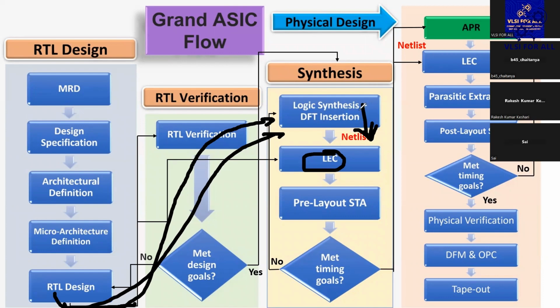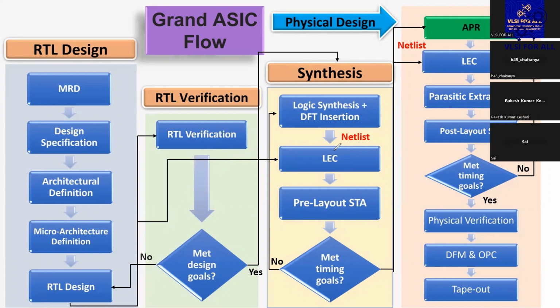See, the tools, they don't know what they're doing. They just have the algorithm. They don't know the functionality. They don't understand those things. So we need to know whether the functionality coming out of it is correct or not. So we do logic equivalence checking, LEC, where we compare the RTL design plus the netlist. That is why we do LEC. I hope you got my point.